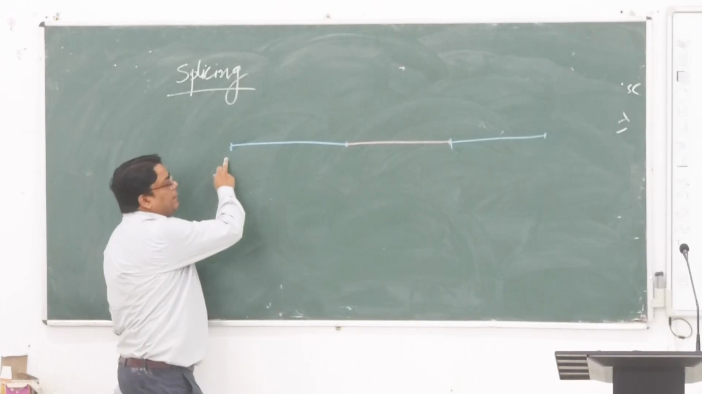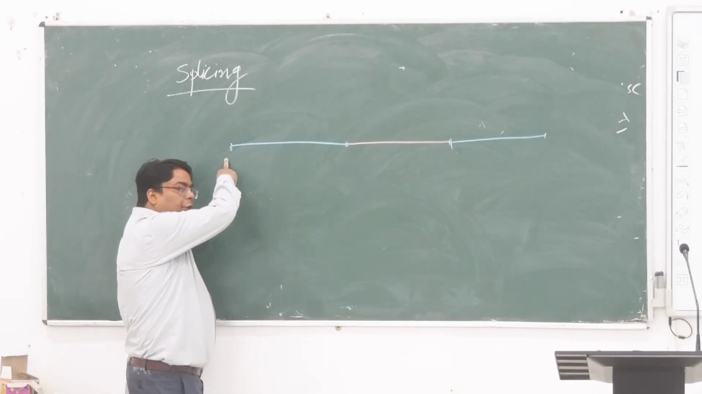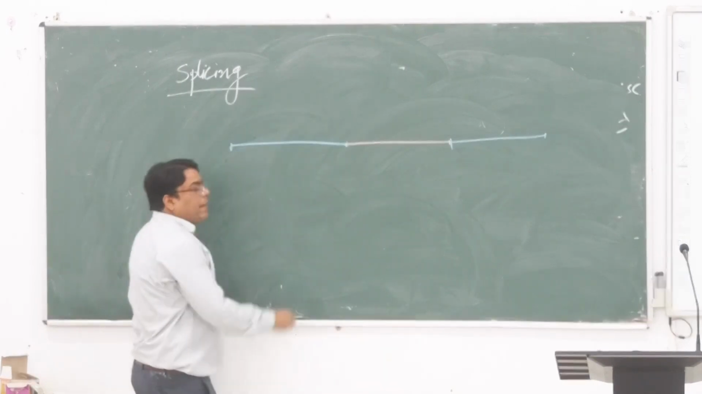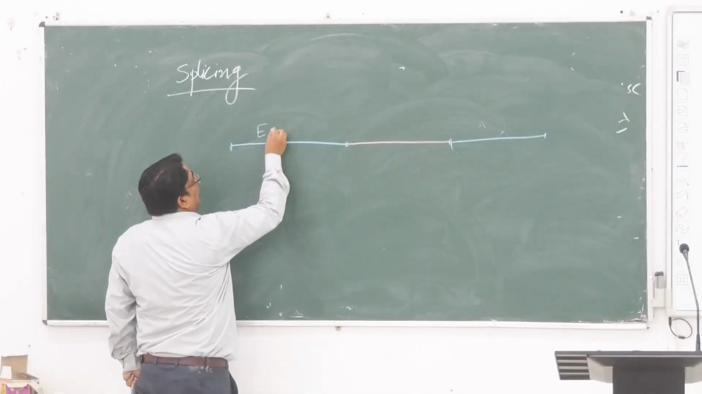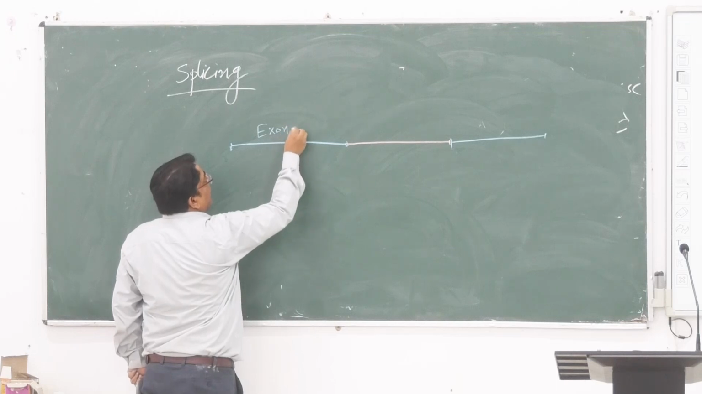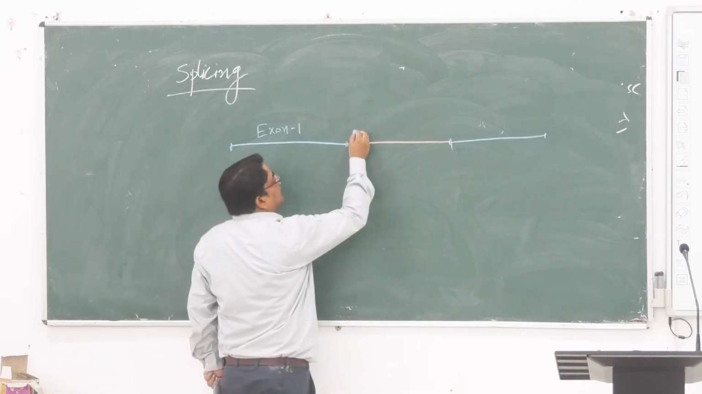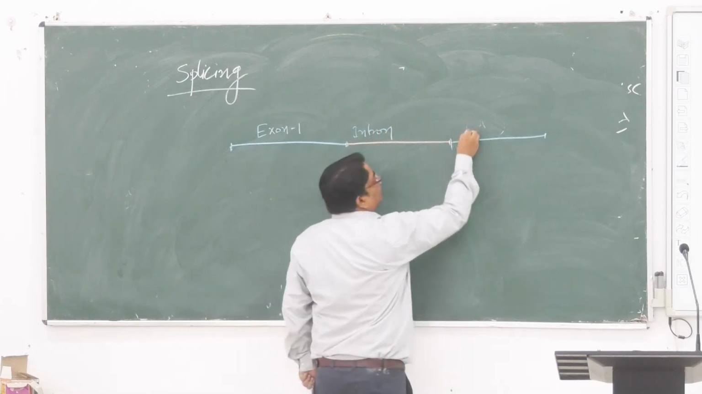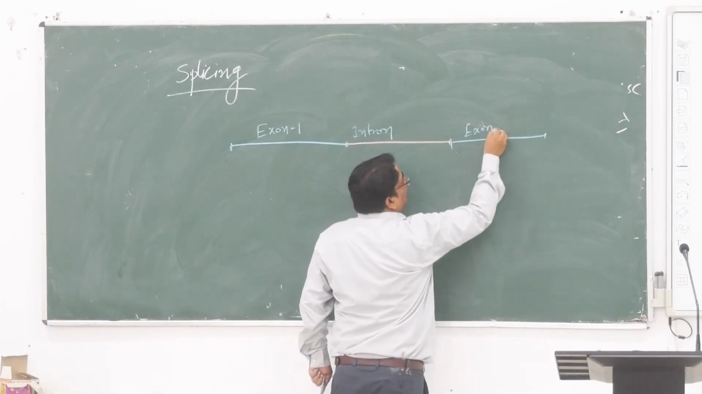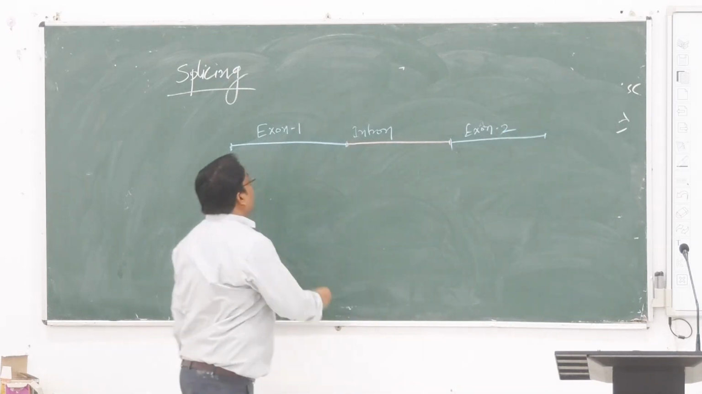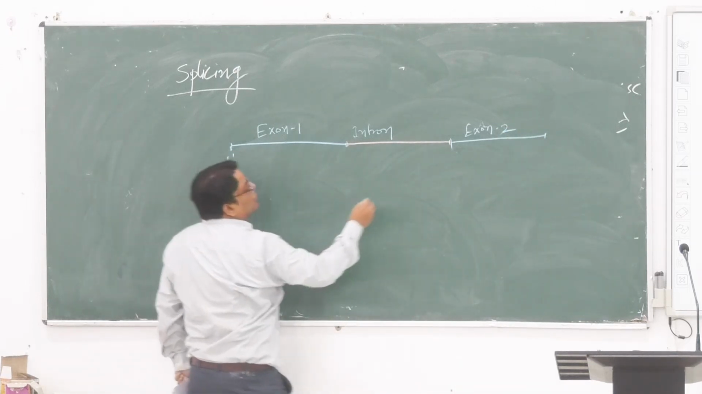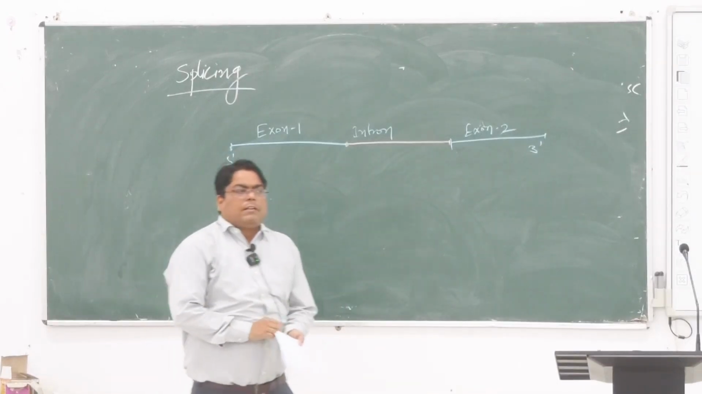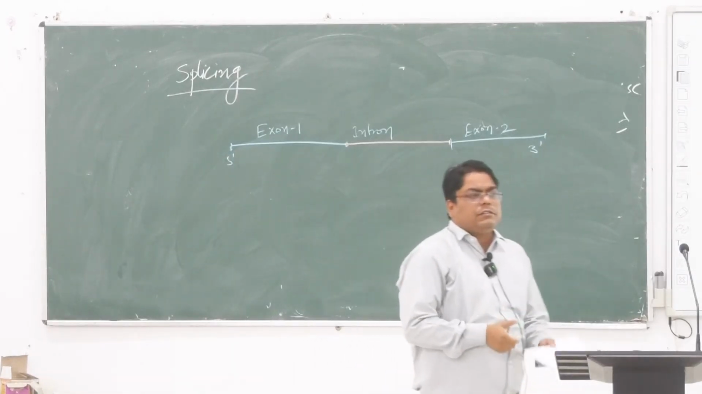This is our hnRNA, or heteronuclear RNA, which has, I will describe the main parts here. This is called exon 1. This is called intron, and this is called exon 2. 5' to 3'. Now, please tell me what is the meaning of exon, what is the meaning of introns?